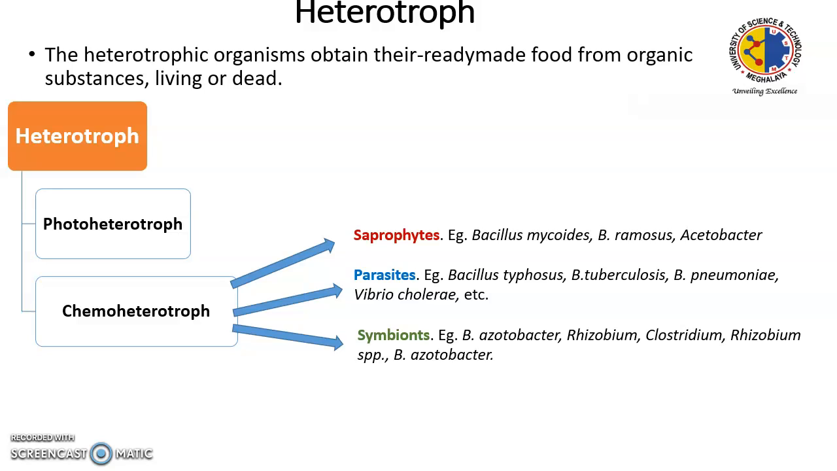Some are parasites, like Bacillus typhosus, Bacillus tuberculosis, Bacillus pneumoniae and Vibrio cholerae. They live on living matter and derive their nutrition from living organisms. Then symbionts are in close association with each other, and they help each other for their nutrition, growth and development. For example, Rhizobium is a common example of symbionts. Azotobacter is another example.